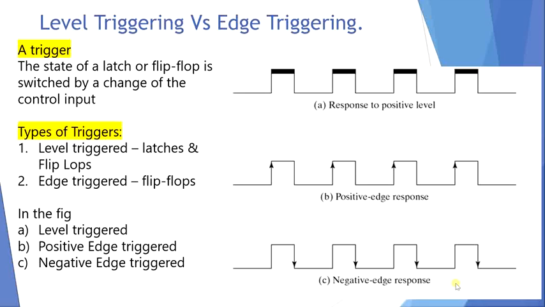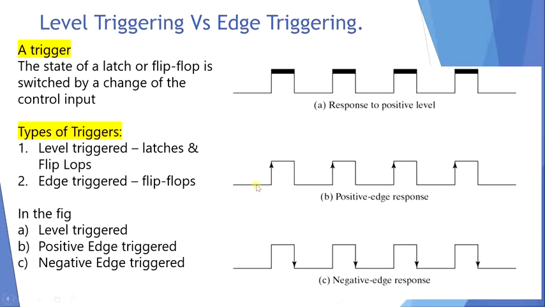If you look at the figure, the first figure shows the response to a positive level. This figure corresponds to level triggering, and I have highlighted the positive side just to indicate that level triggering occurs for the positive clock pulse, or the positive pulse of the control signal, the control input.